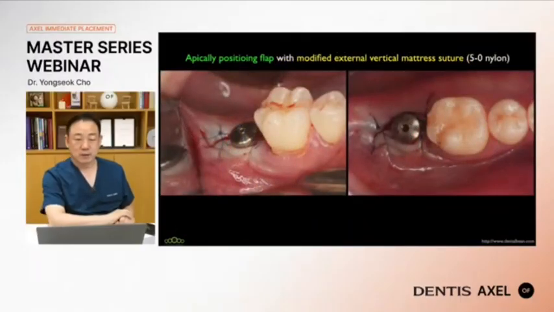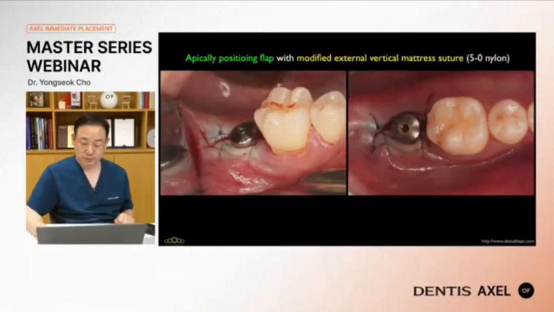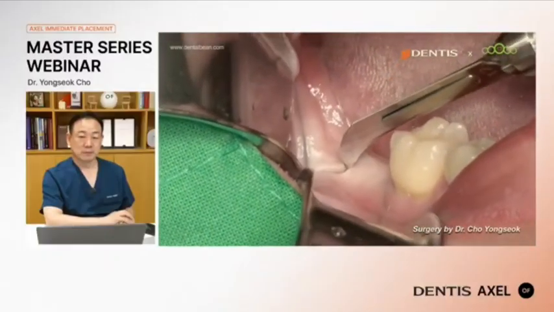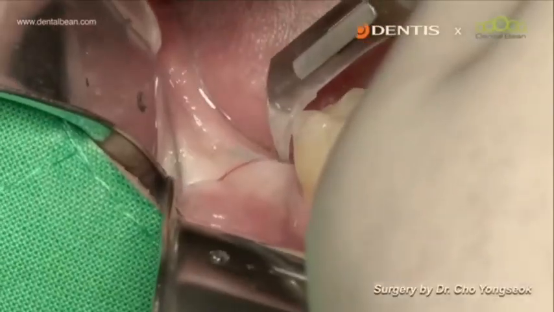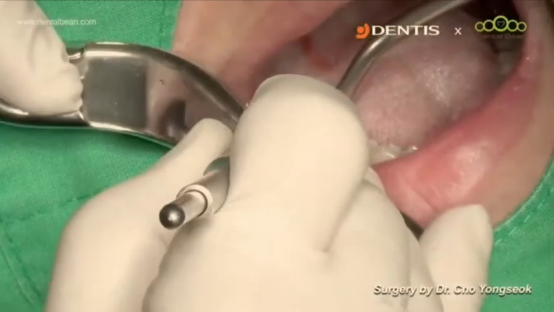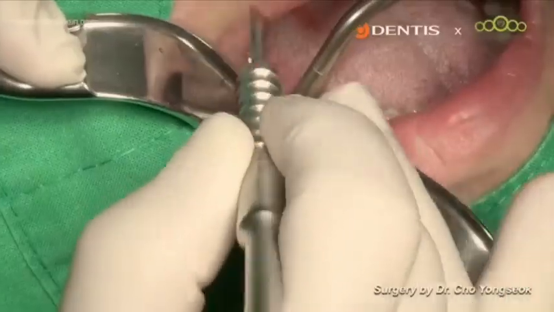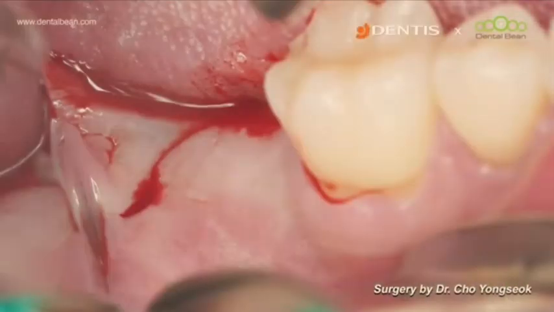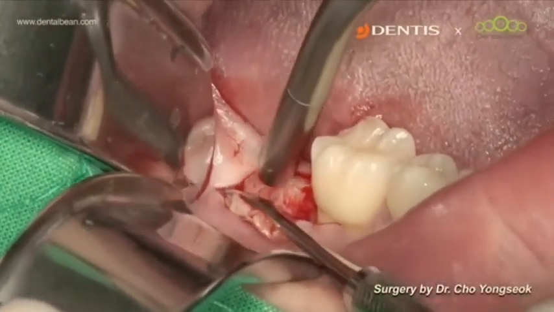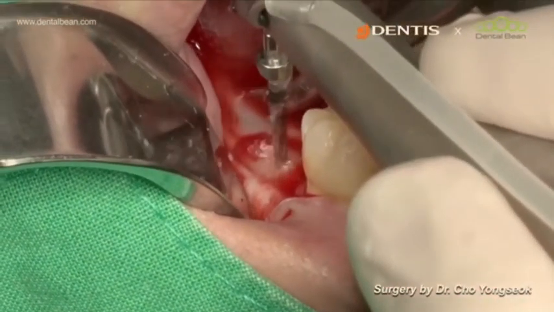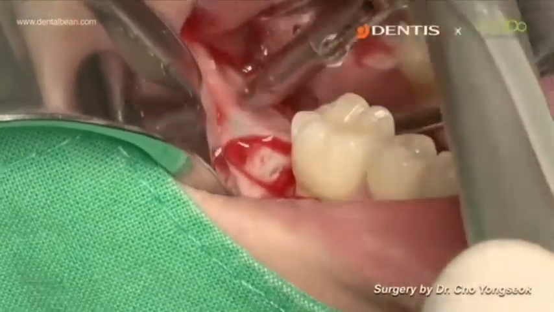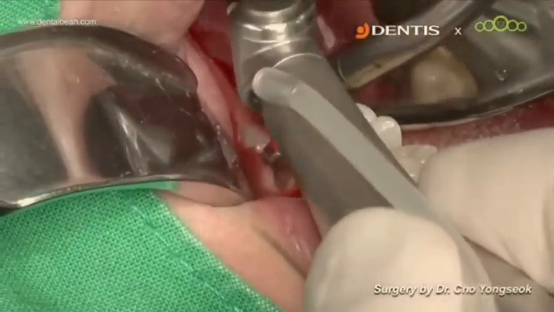Okay, here is the result of the apically positioned flap with a modified external vertical mattress suture. I will show the technique with the video. I always use Minnesota retractors and a number 12 surgical blade for the incision and a lingually placed angular flap design. Retract the flap only at the attached gingival zone.